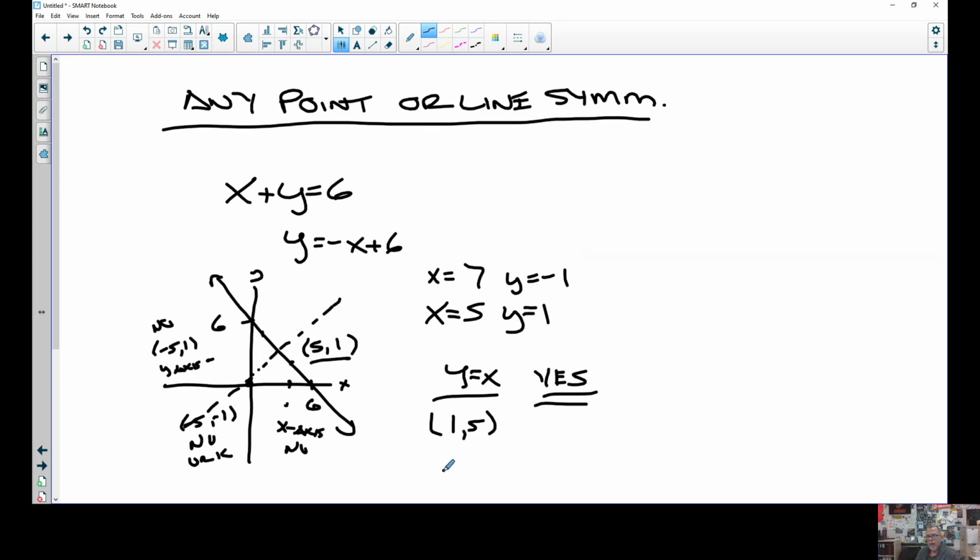Now, what about y equals -x? Y equals -x goes this way. So for 5, 1 on this graph, we would have to have -1, -5. -1, -5 is all the way down here, right? Is that there? No. So the only one we have is this one. You get the idea how you can test these? All right, let's do another one.